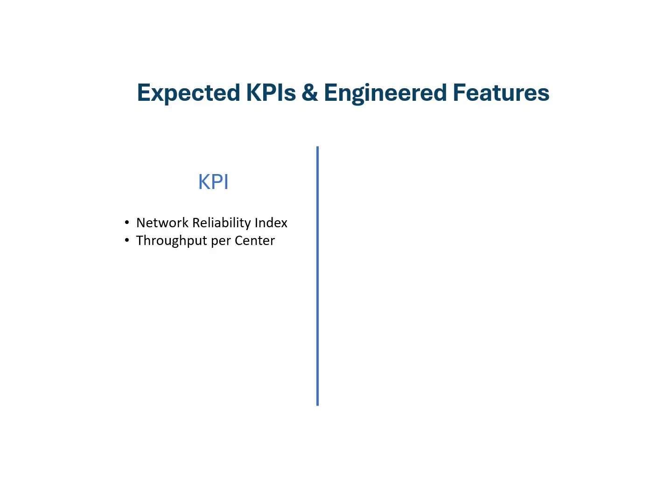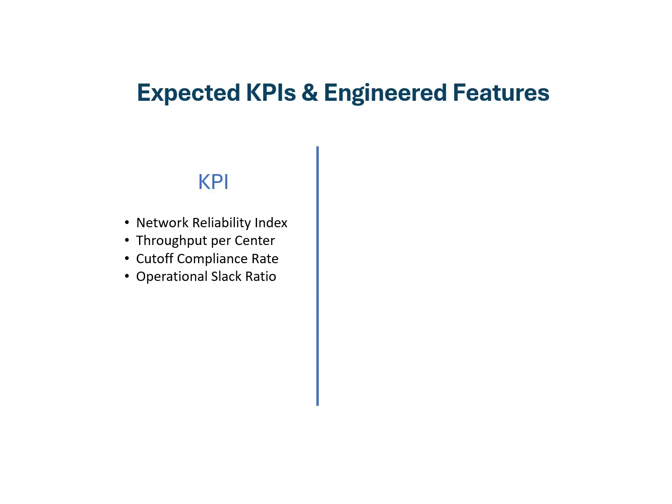Second one is the throughput per center. This is calculated by taking the count of trips completed within the active hours of that hub, and it gives us the hub efficiency. Third one is the cutoff compliance rate. This is calculated by taking the percentage of trips within the cutoff window, and this is going to tell us the execution discipline.